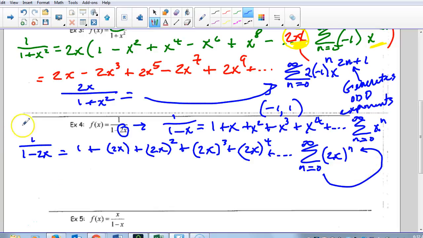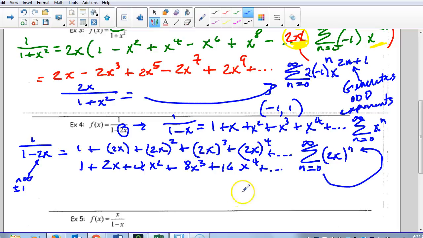Now, the complication with this is my interval is going to be different, right? That is not 1, plus or minus 1. Doesn't matter if it's plus or minus. So let me expand this so that it's simplified as much as possible. So 2x, 4x squared, 8x cubed, 16x to the 4th, plus blah, blah, blah. You could say 2 to the n, x to the n if you like, or you could just leave it 2x, the quantity, to the n.